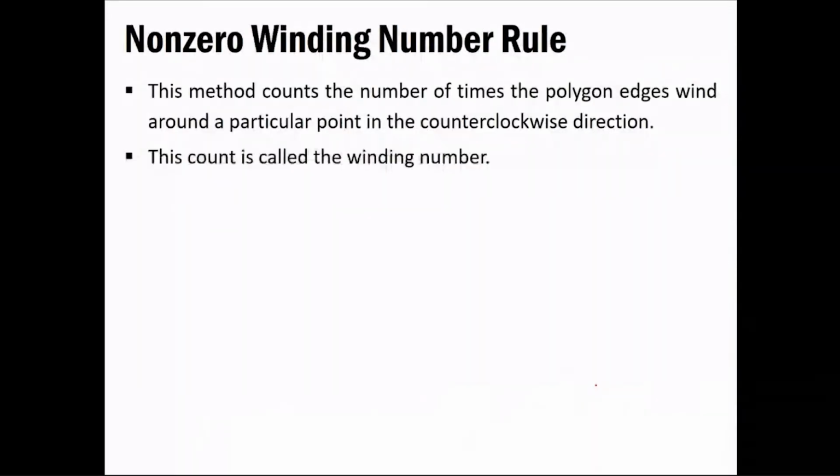Okay, the non-zero winding number rule. This method counts the number of times the polygon edges wind around a particular point in the clockwise direction.